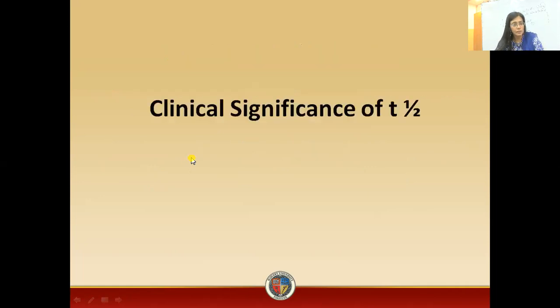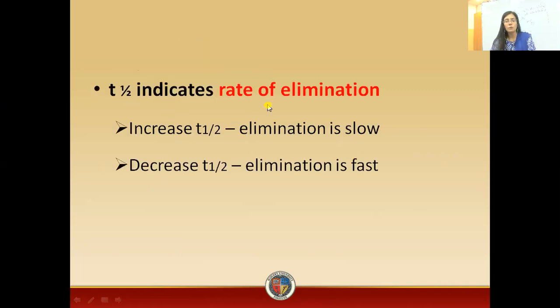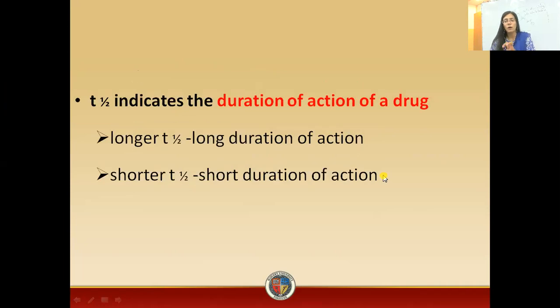Now, what is the clinical significance of the half-life of the drug? From the half-life, you can get an estimate of the rate of elimination of the drug, the duration of action of the drug, and the dosing interval. You can also get an idea for designing a dosing regimen. Firstly, moving towards the rate of elimination: if your drug has an increased half-life, it means its elimination is slow. If your drug has a decreased half-life, it means its elimination is fast. So from half-life, we are getting an idea about the elimination of the drug.